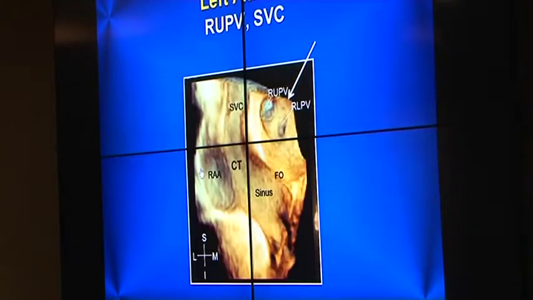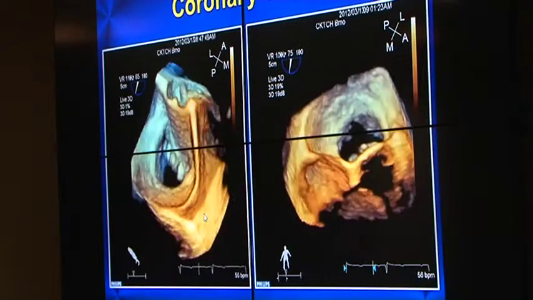On the right side, the most frequent anatomical variation is that we have supernumerary pulmonary veins, not just the right upper and the right lower, but some extra veins. If you look at this image, it is a half-cropped image from the front. So on the lateral side of the entrance of the pulmonary veins, you can see the superior caval vein and some portion of the right atrium.